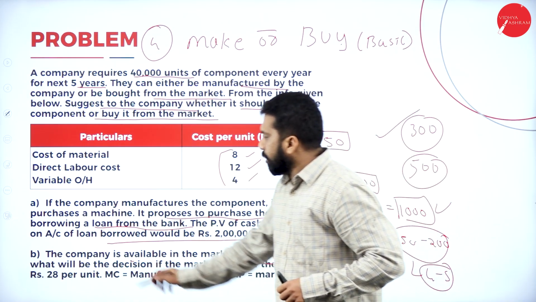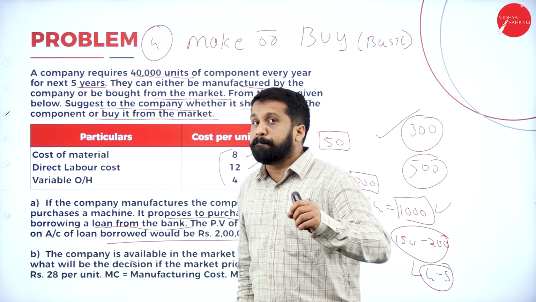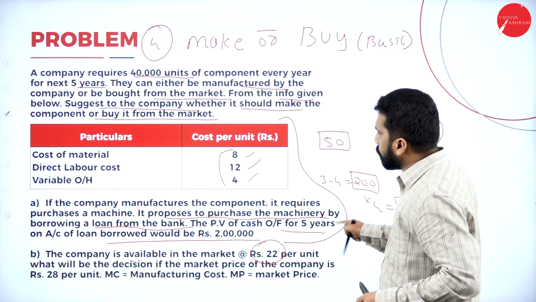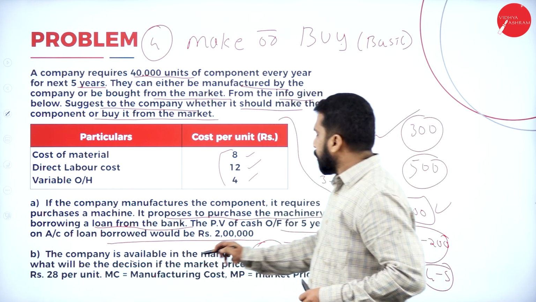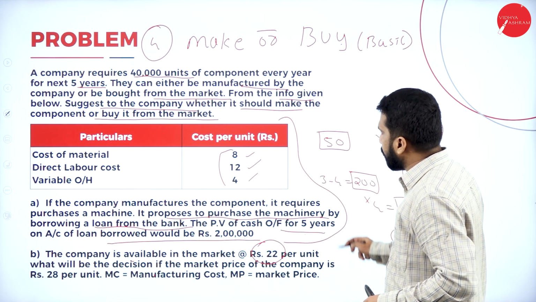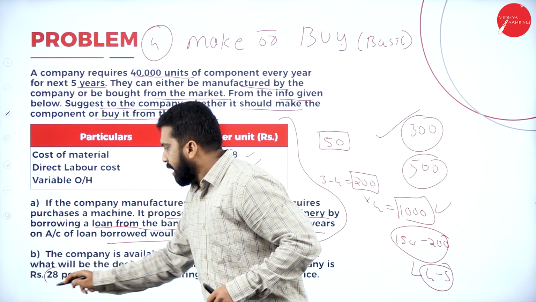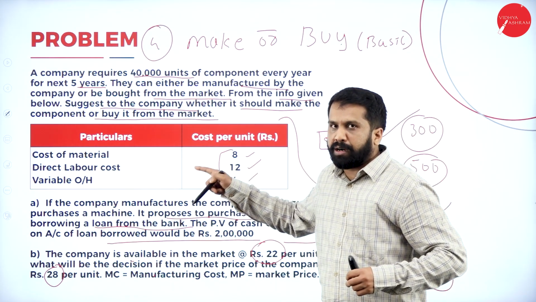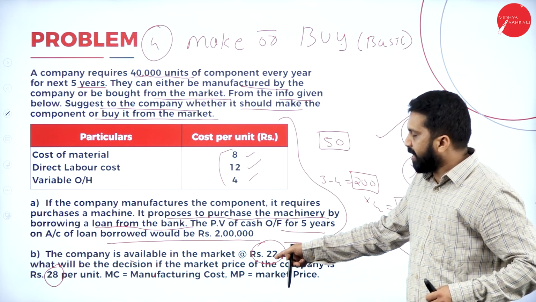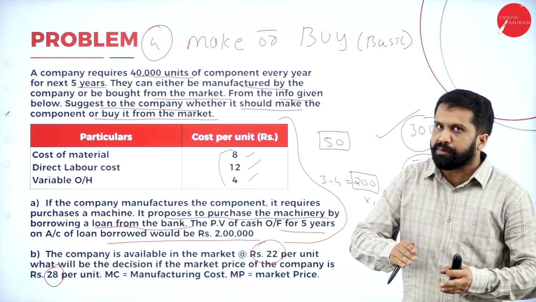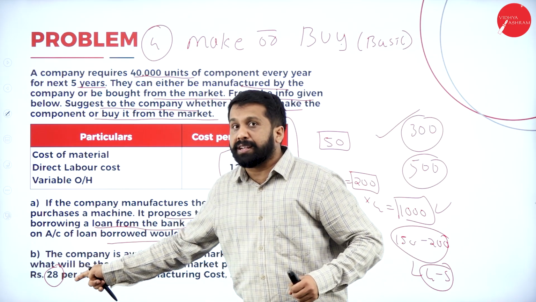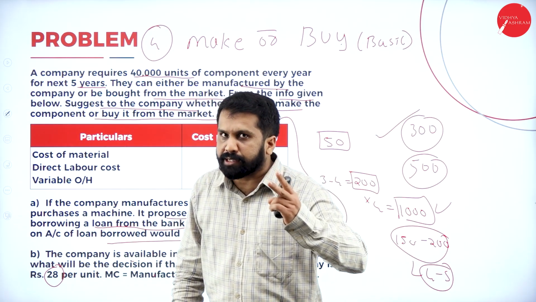Will you manufacture, or will you go and buy in the market? Now, the component is available in the market at 22 per unit. What will be the decision if the market price of the component is 28? There are two options. Will you prepare at home, or will you go for the buying option at 22? Second, will you prepare at home or go for the buying option at 28? Two problems you are supposed to do.